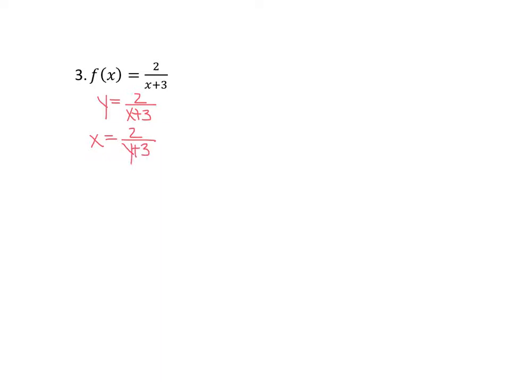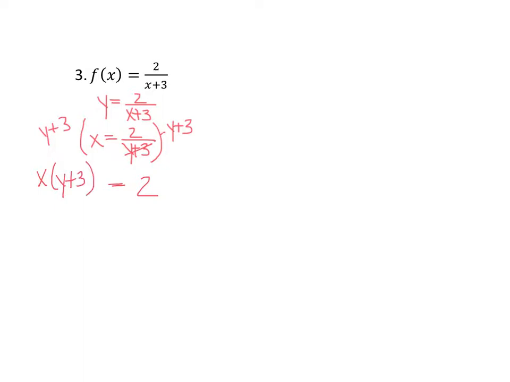Now this is a fractional expression equation, so remember, to get rid of that fraction, I need to multiply by the common denominator, which is y plus 3 on both sides. So I'm going to multiply by y plus 3 on both sides. In this case, the y plus 3 cancels, so I'm just left with a 2. Over here, I'm going to be left with x times y plus 3.